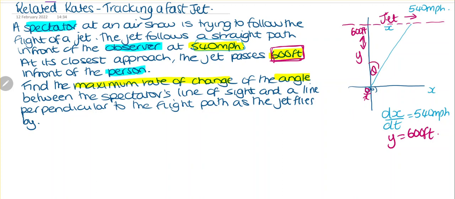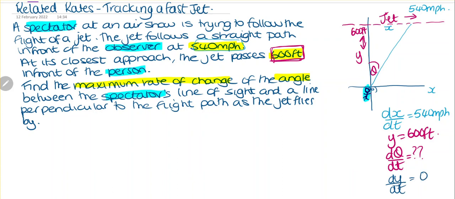What else do we know? The maximum rate of change, so we need to find d theta with respect to time, so that's d theta over dt. We don't know. And spectator, observer, spectator, that means the same thing. That's this person here. So let's have a look. The jet follows a straight path, so the rate of change is not going to be of the height. So dy by dt is not changing. This is going to be 0.